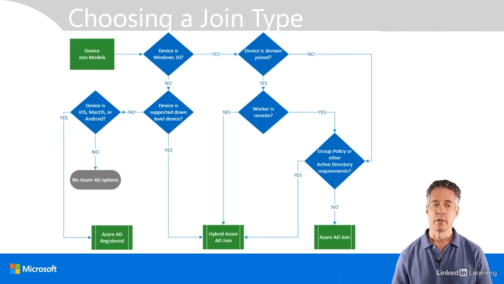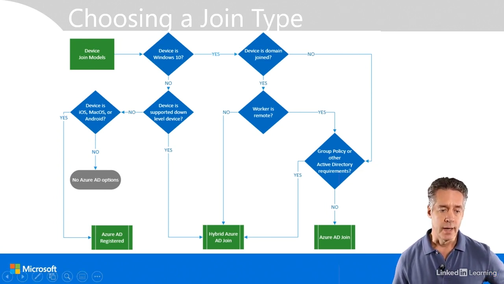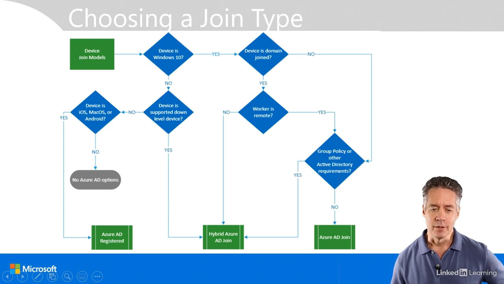Here's finally a flowchart that summarizes this information. Let's just notice that to get to registered, how you get down here in the lower left corner is you're on something like iOS, macOS, or Android, right? So those devices, since it's not running Windows, there's limited choices. You can't do either of the join types. You have to use a registered. Interesting to note under this no option here for no Azure AD options could be a Linux OS.